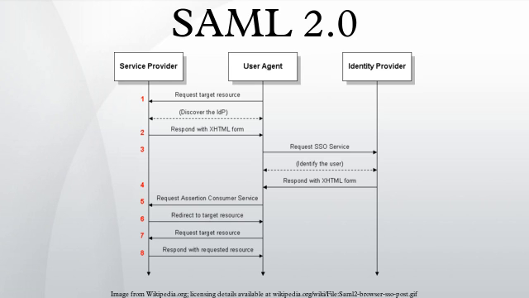Since the length of URLs is limited in practice, the HTTP redirect binding is suitable for short messages, such as the samlp:AuthnRequest message. Longer messages should be transmitted via other bindings such as the HTTP POST binding.